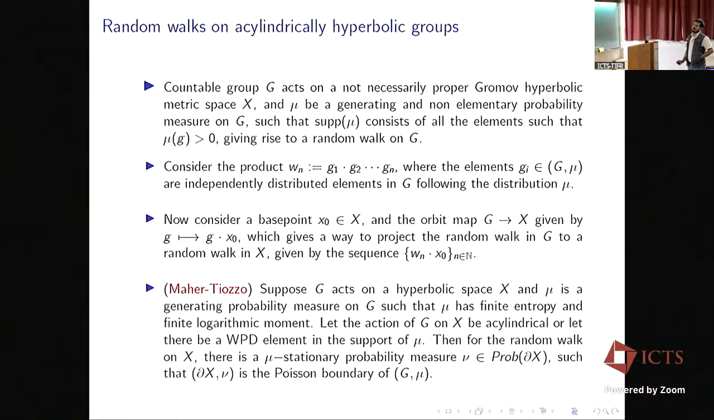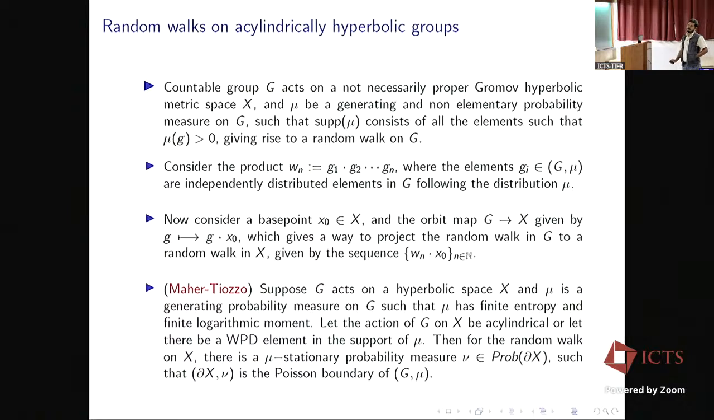So here I will talk briefly about random walks on acylindrically hyperbolic groups. A random walk is: you take a group, you consider a probability measure on the group, and then you start a walk where you consider random elements with this measure and keep multiplying them, and then you will have a random trajectory. And that random trajectory is going to converge in a certain sense to some boundary, which is a measure space.